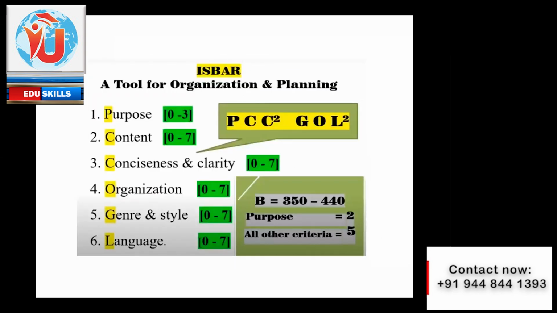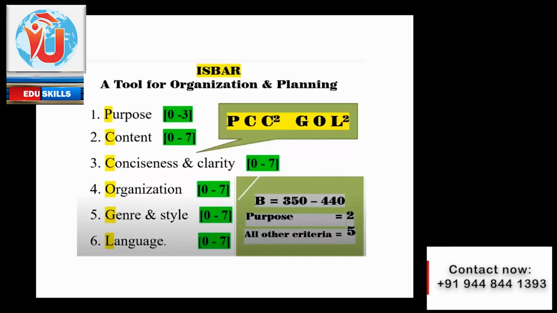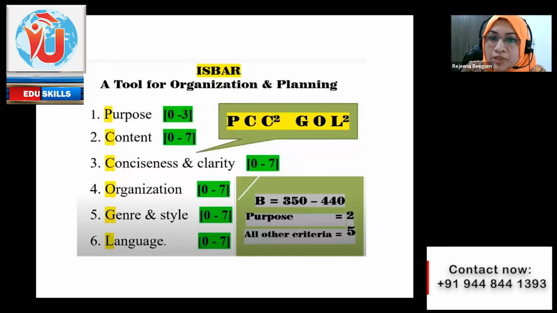And again, in ISBAR, we have 6 criteria in our writing: purpose, content, conciseness and clarity, organization, genre and style, and language. We need to know all these points in order to get a better score. For example, for purpose, the mark is scored between 1 to 3. We need to have at least 2 in order to get our B score, and for all the others, we need to get at least 5.